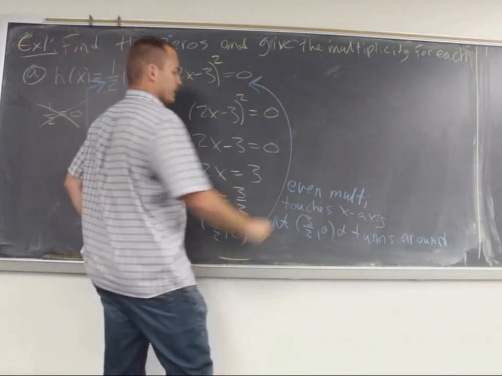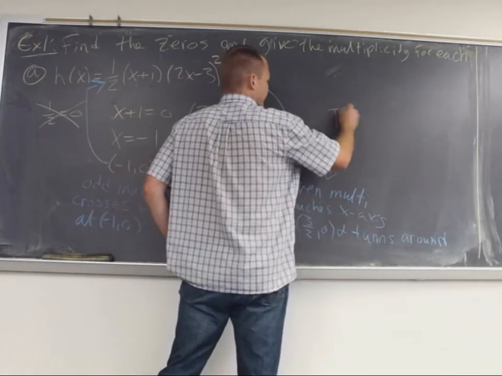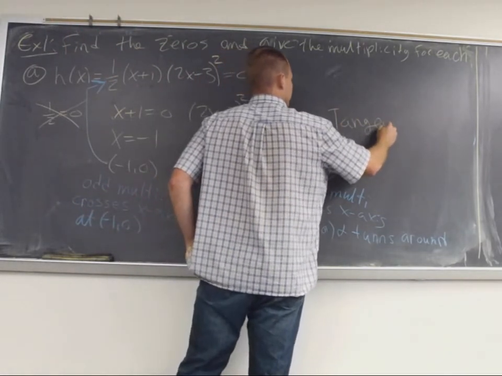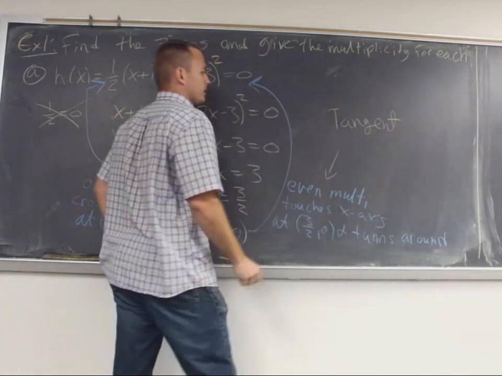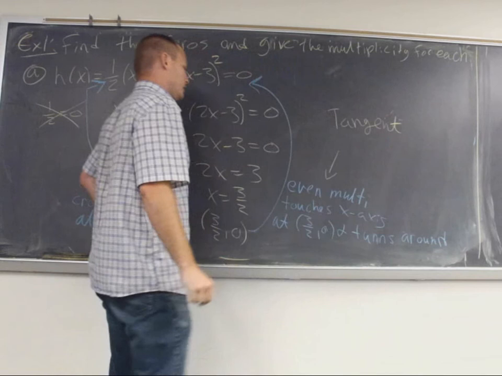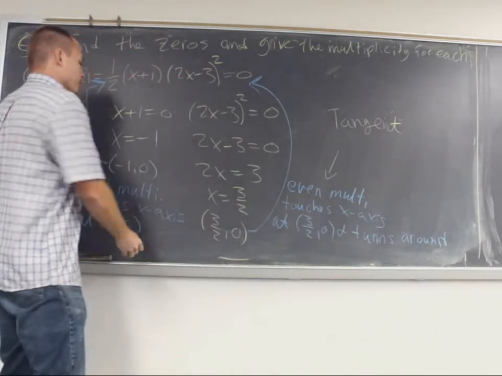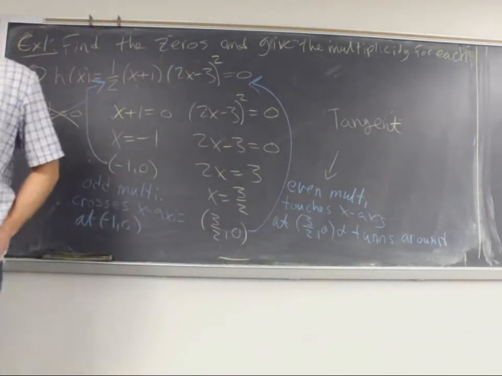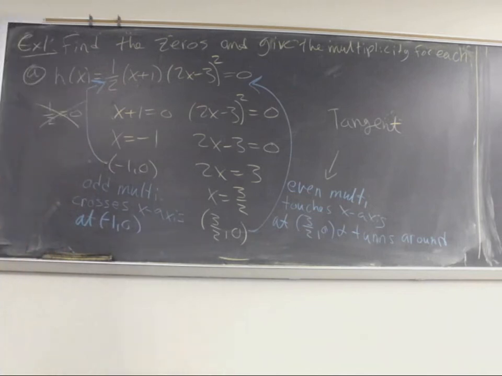You can also say tangent. Tangent means the same thing. So you may see that word written. Tangent means the same thing as touches and turns around. All right.